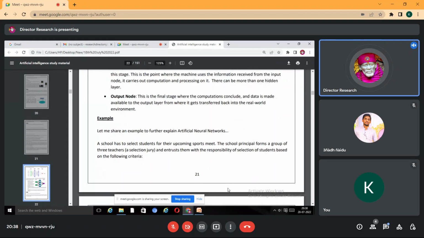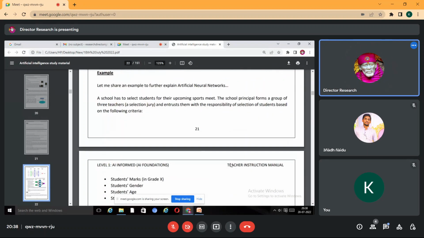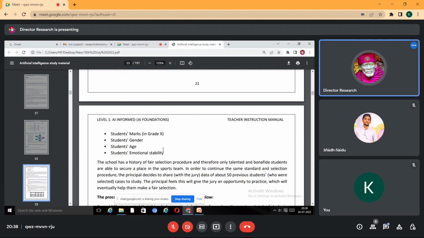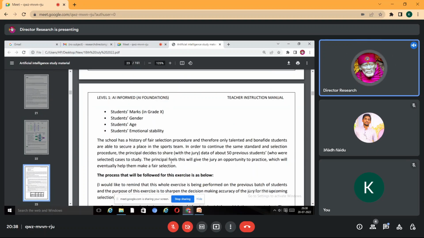Let me share an example of artificial neural networks. A school has to select students for their upcoming sports meet. The school forms a group of 3 authorities and entrusts them with the responsibility of selecting students based on the following criteria: marks, gender, age, emotional stability.